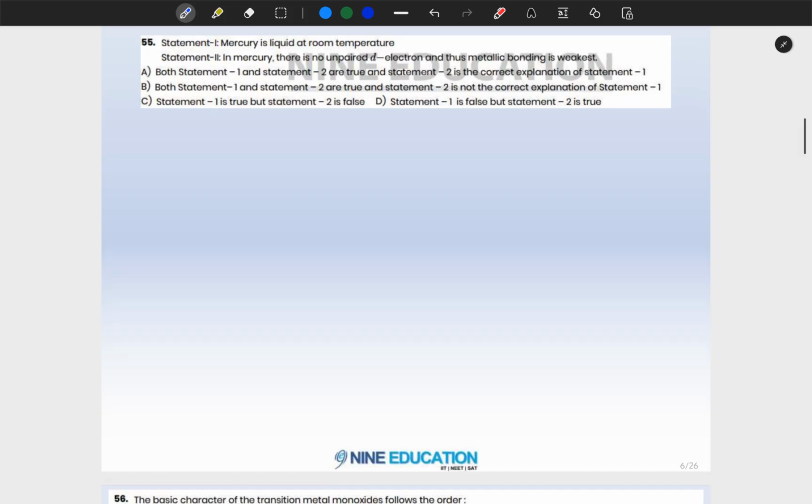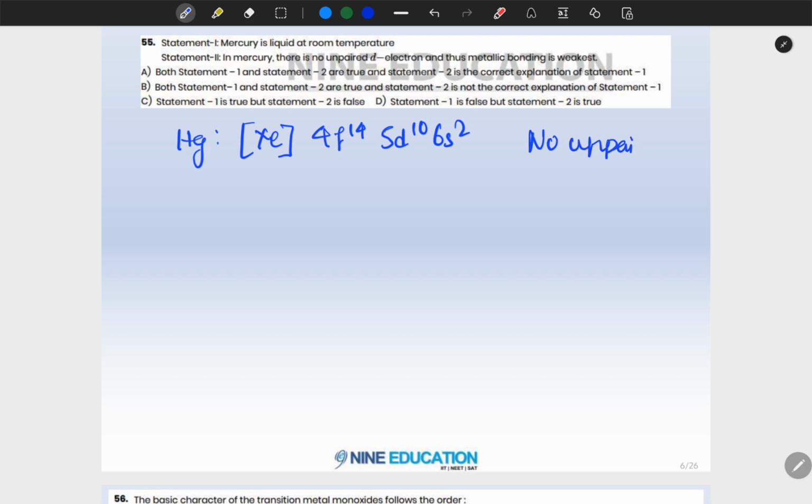Mercury is liquid at room temperature. In mercury, there is no unpaired electron. Now, in mercury, what is the electronic configuration? That is actually xenon 4f14 5d10 6s2. Clearly, we are able to see that all the electrons are paired up. So there is no unpaired electron in mercury.